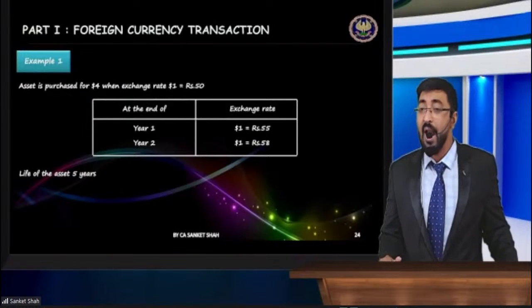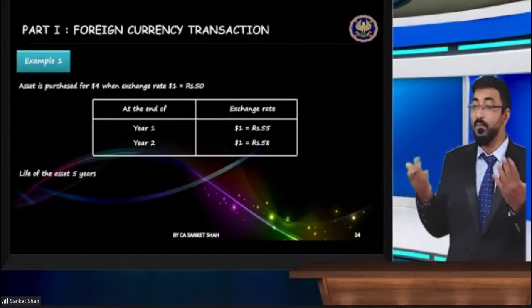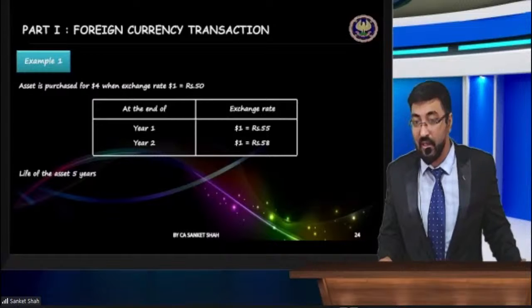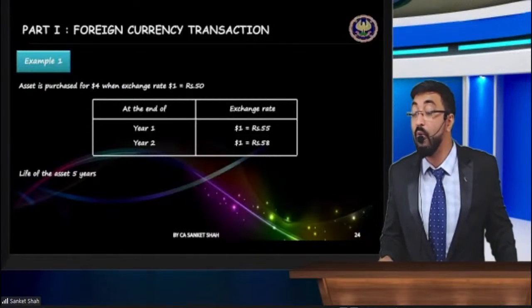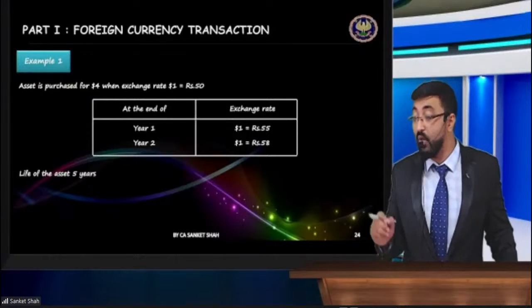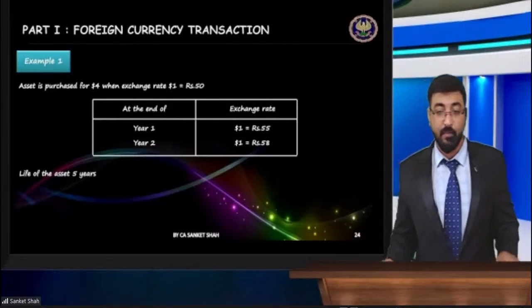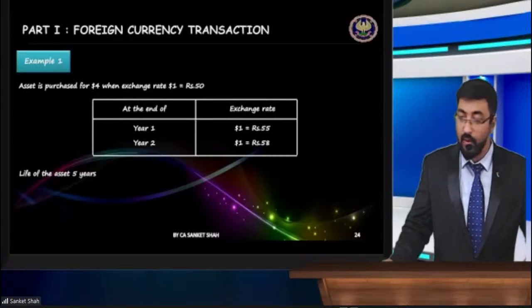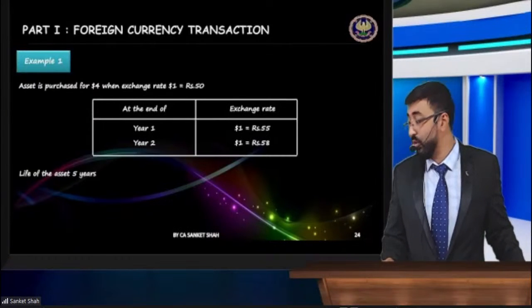Asset is purchased for $4 when the exchange rate is rupees 50. So what is the amount of the asset? Asset comes in, so real account rule: debit what comes in, and we have not yet paid, so there is creditors account. We will assume we are going to pay after 5 years. So we have assumed that we have not paid immediately. Assumptions: payment payable after 5 years. So what is the entry? Tell me the amount only. Asset comes in to creditors. What is the amount?